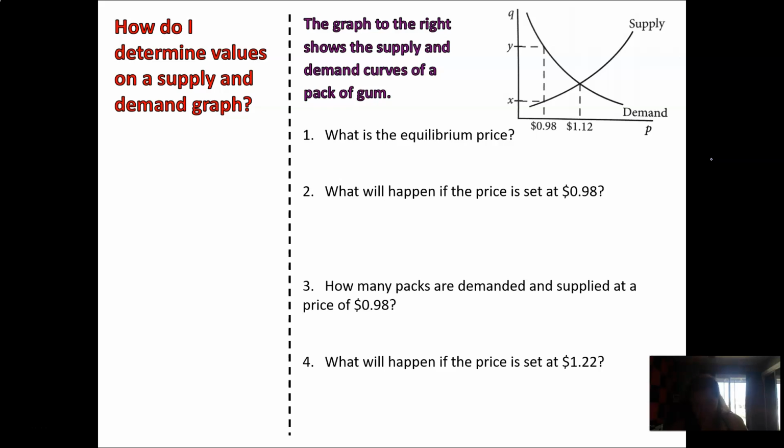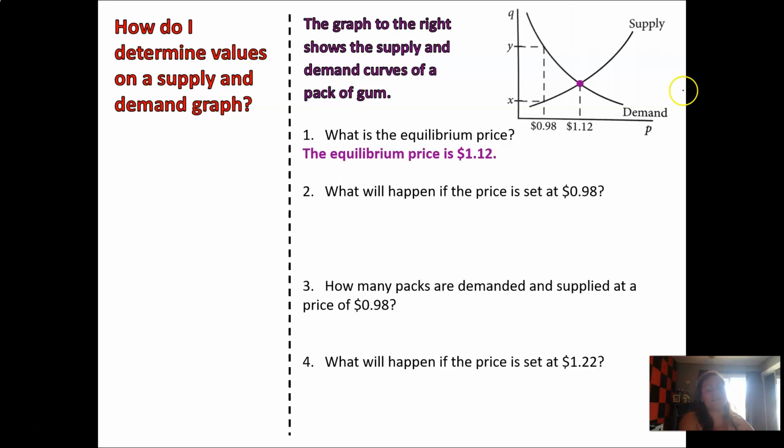Okay, so here are the questions we're going to look at for the graph. Number 1, what is the equilibrium price? Equilibrium, remember, is where the graphs actually intersect. They intersect right there. And that price is $1.12. So you would say the equilibrium price is $1.12.